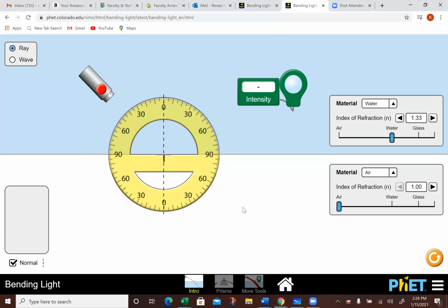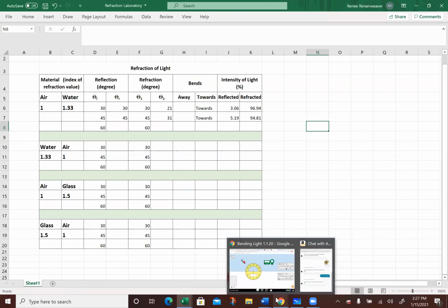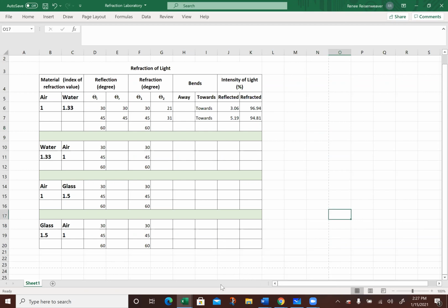Okay, so I'm going to go back to this. Okay, everybody getting a couple data points, know what they're doing?